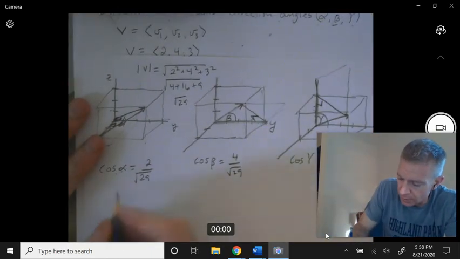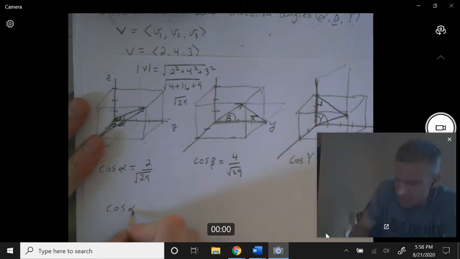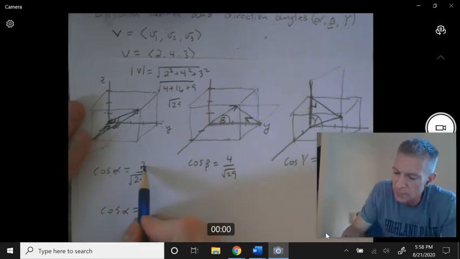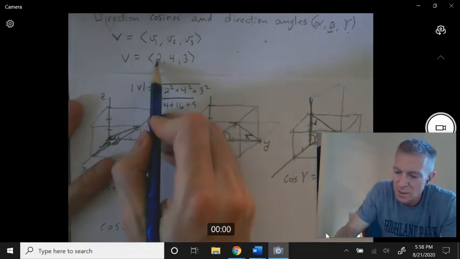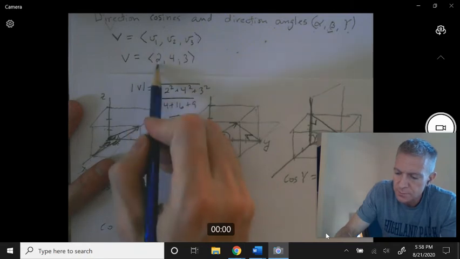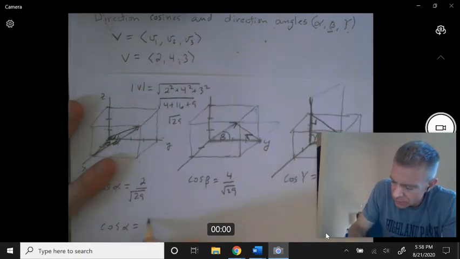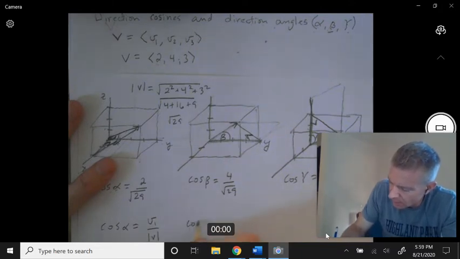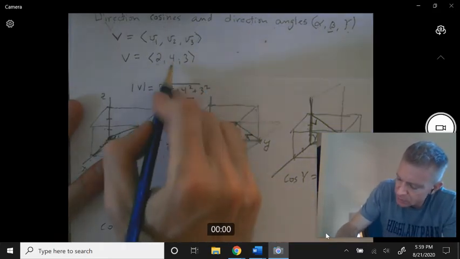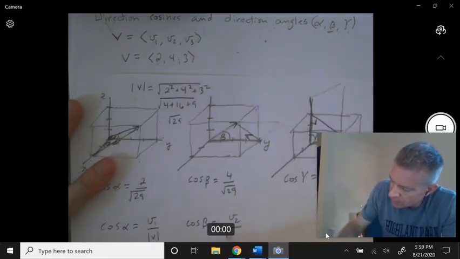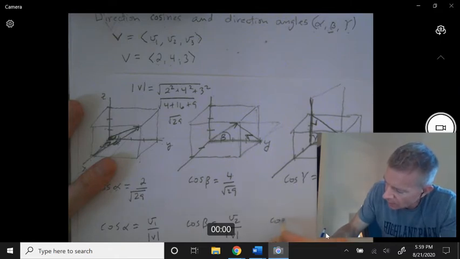Now, just to simplify these a little bit and generalize, cosine of alpha was equal to, notice where this 2 came from, the 2 was the v1, the x component of our vector. So that's just your v1 over magnitude of v. The cosine of beta is equal to v2, the 4 was the y component, over magnitude of v. And then cosine of gamma was the v3 over magnitude of v.